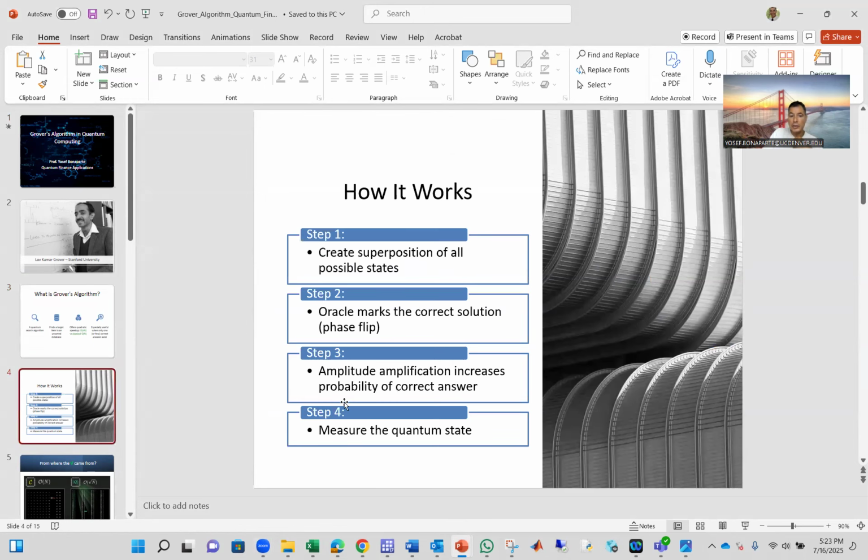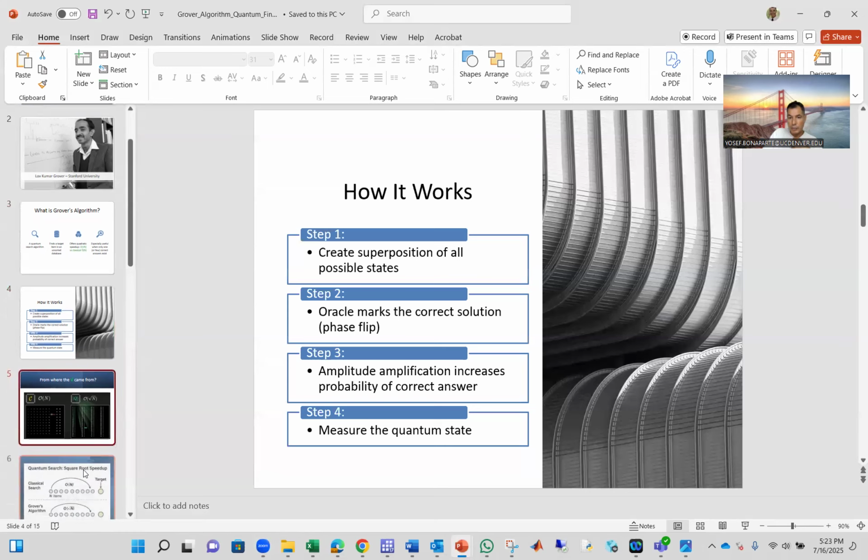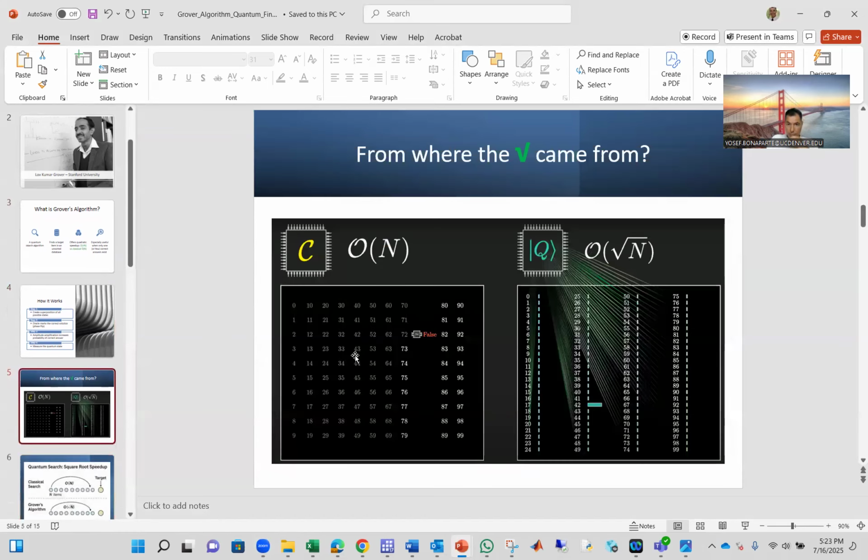How does it work? It follows 4 steps: create a superposition of all possible states, oracle, amplitude amplification, and then measure the quantum state. For example, if the key solution is one of these boxes here from 0 to 90, maybe one of those, the classical computer goes one by one, searching. If you're lucky, it's the first one. If you're not very lucky, it's the last one, but it could be in the middle. So it goes one by one sequentially.